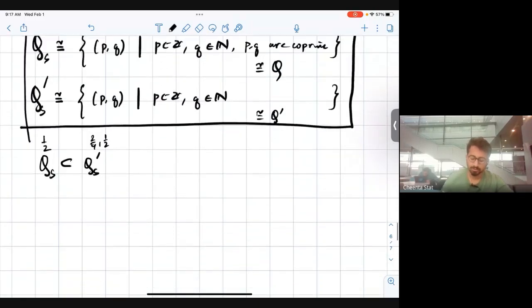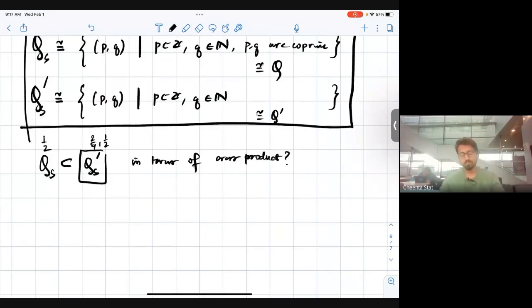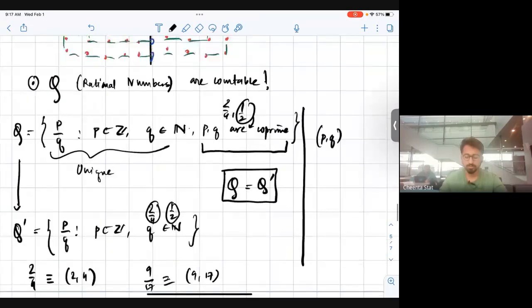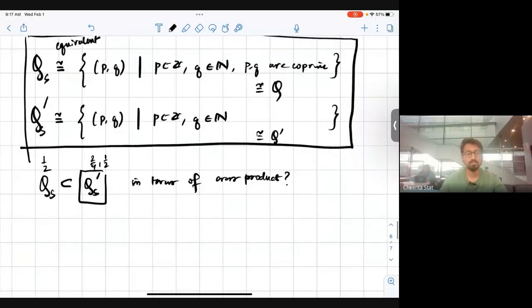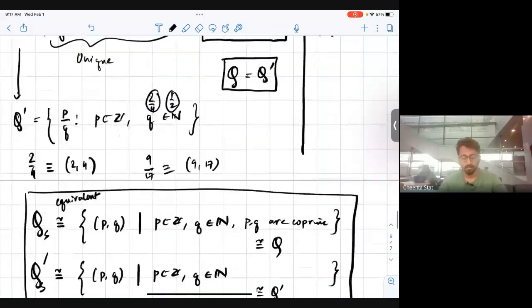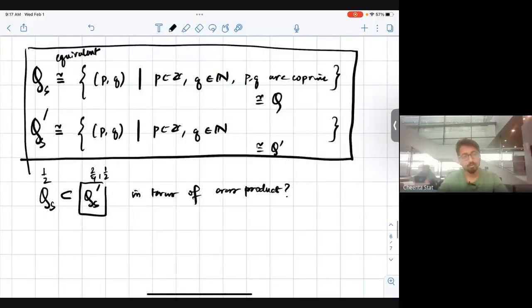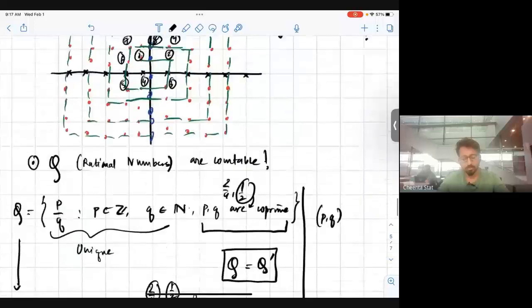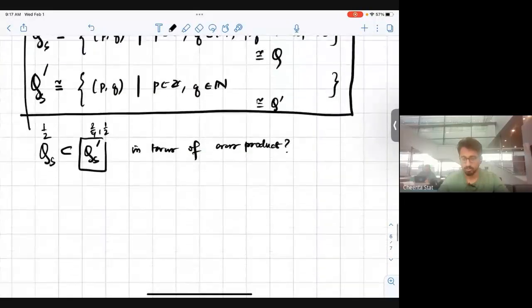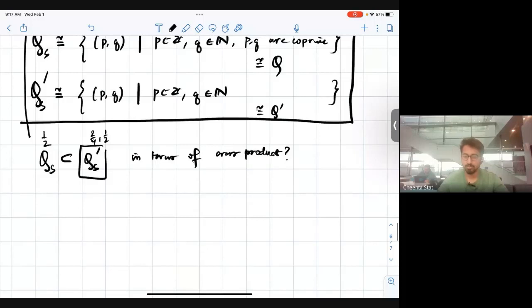Now observe what is Q dash S. Can someone tell me what Q dash S is in terms of cross product? I just defined this. Can anyone say what Q dash S is in terms of cross product? Anyone? It's pairs, right? So what two pairs are there? Very good. Z cross N. Thank you, Preeti. Thank you, Hemant.